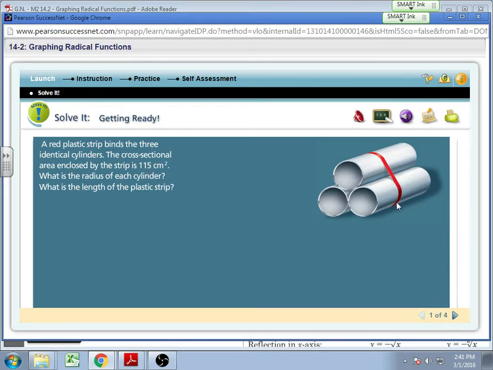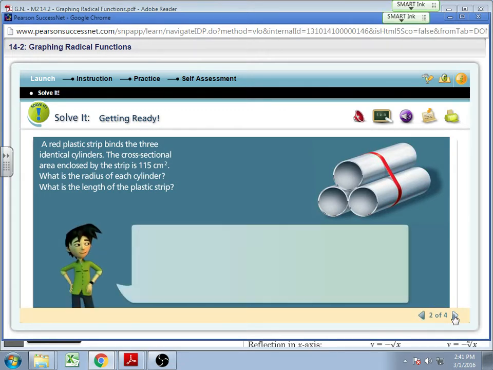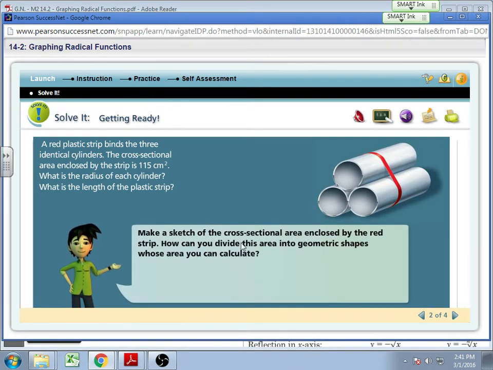The cross-section means what would be right in between there, so kind of looking at the two-dimensional area enclosed by it. So if we wanted to find what's the radius of each cylinder, what's the size of this? Say we're looking at something being shipped and we're deciding is it the right size or will this work for our current application? We can make a sketch of the cross-sectional area by looking at what it would be two-dimensionally.